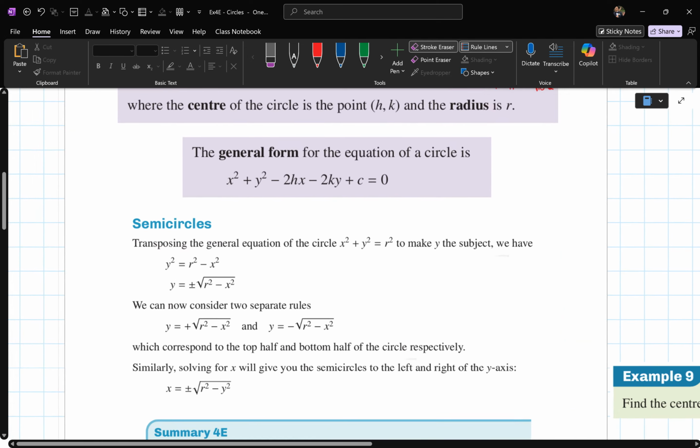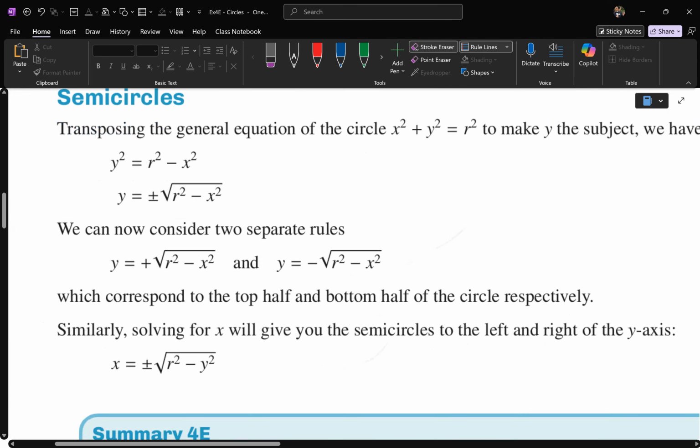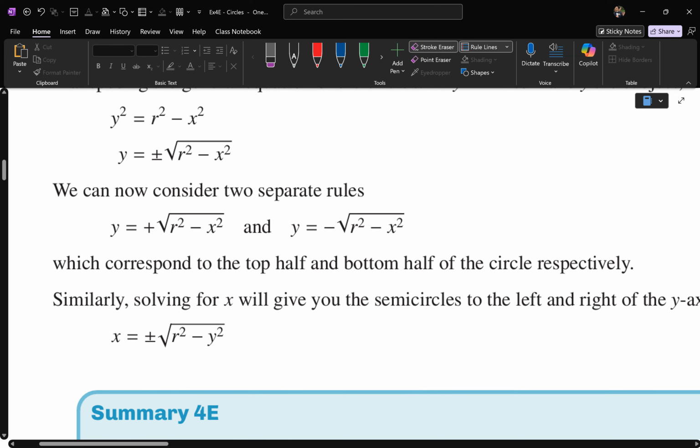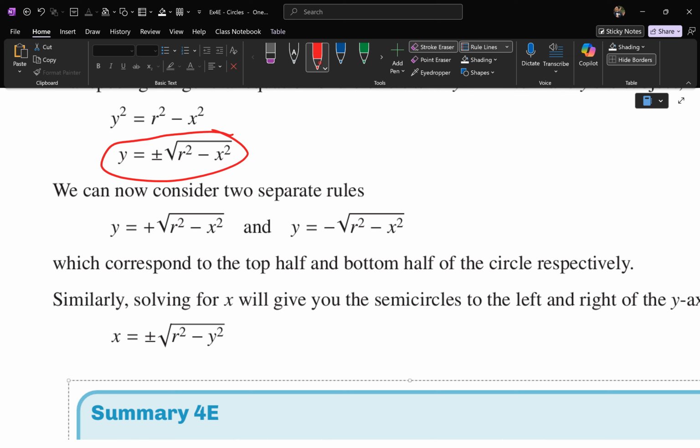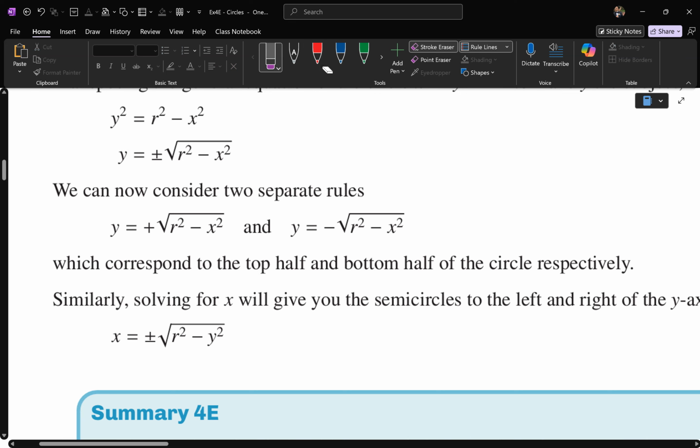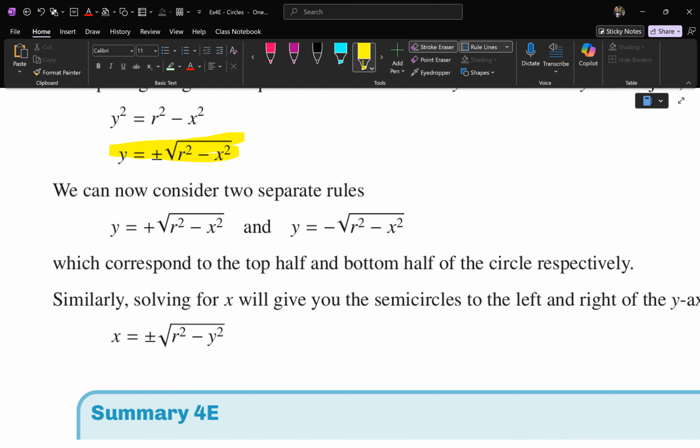You can also have semicircles right here. So these are your 2 semicircles. And how do they get this equation here? That's your semicircle equation. I'm just going to highlight that for you. So this is your semicircle. So you can have the top half of a semicircle. Okay, so that's a semicircle there. You can have the top half.